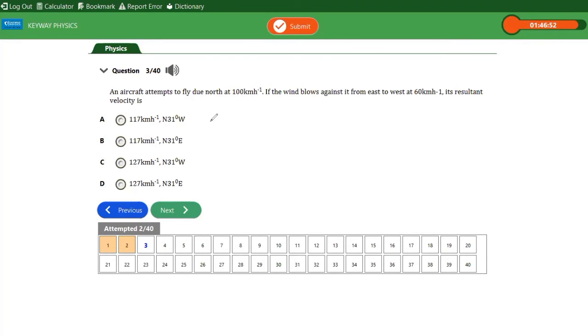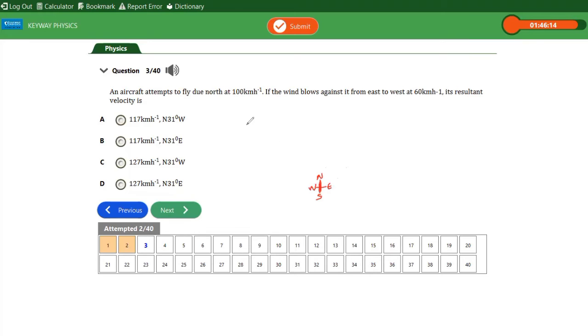So the next question says, an aircraft attempts to fly due north at 100 km per hour. If the wind blows against it from east to west at 60 km per hour, you are asked to calculate the resultant velocity. So you start by writing down your 4 cardinal points. Here is your north. Here is the south, the east, and the west.